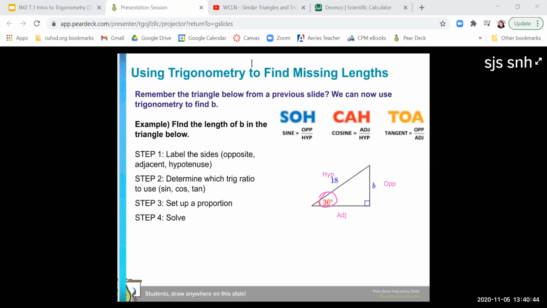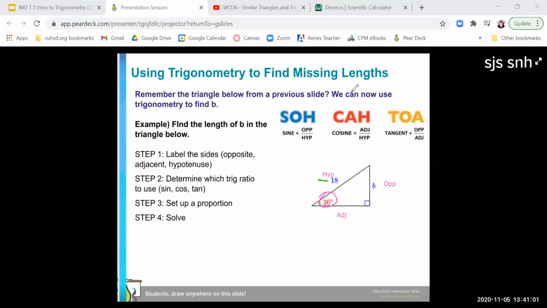So step 2, which trig ratio should we use? Now we have to think about what information we have and what information we want. We know that 18 is the hypotenuse. So that means we want to use it.